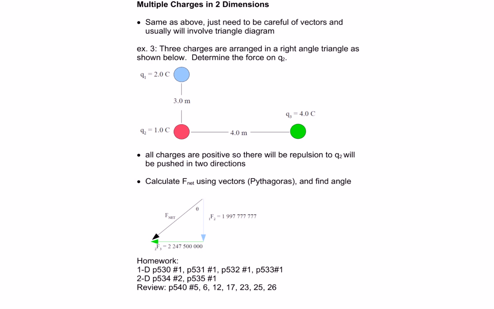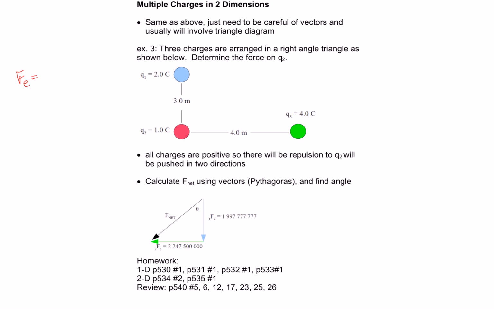One more example to look at, same sort of setup, except this time our charges aren't in a straight line, they're in 2 dimensions. So we basically have to solve this question just like we did before with momentum vectors or any other kind of vector question. Just make sure you solve it properly and then do your triangles afterwards.